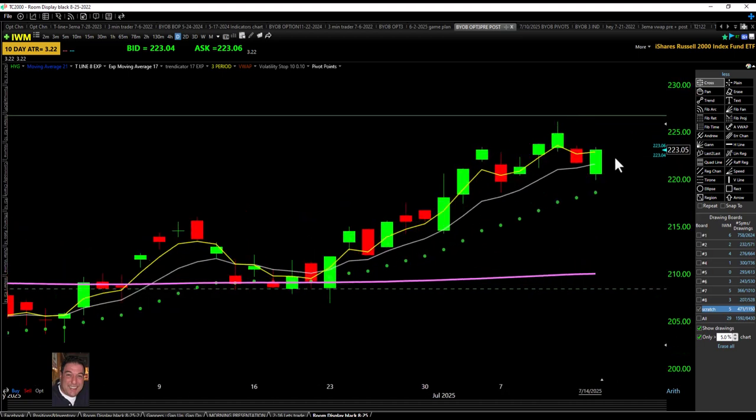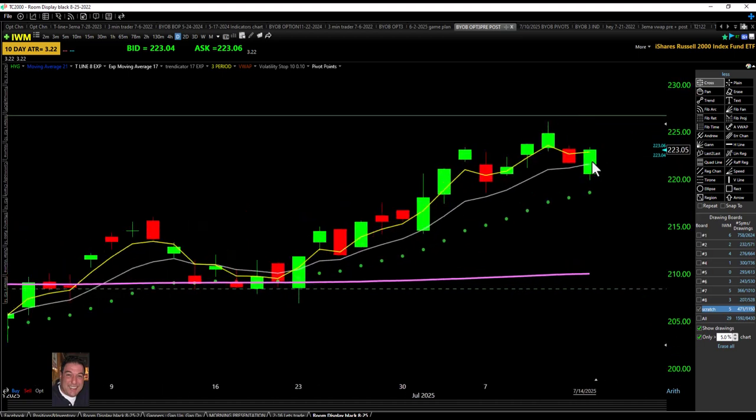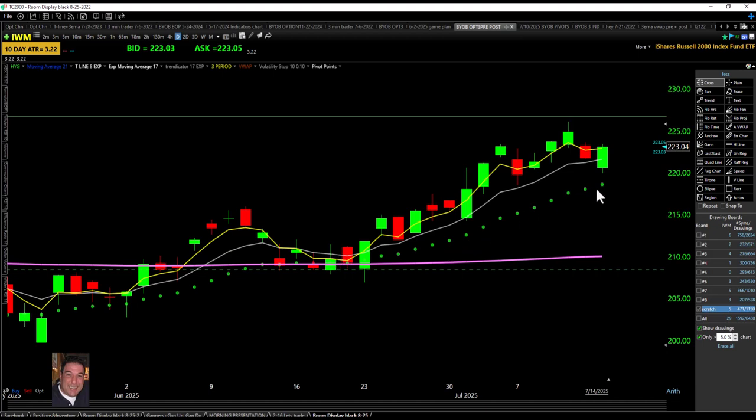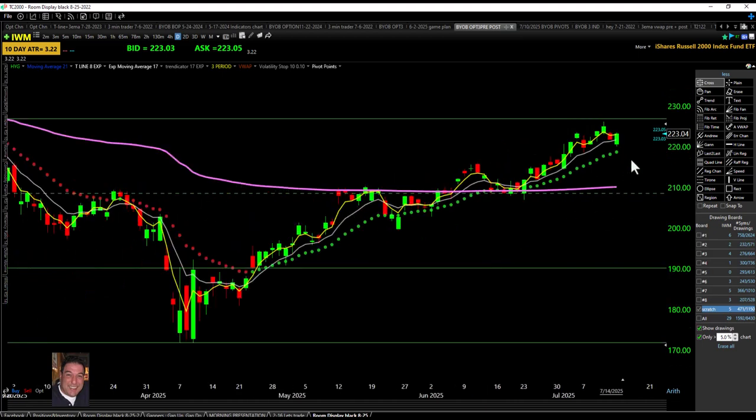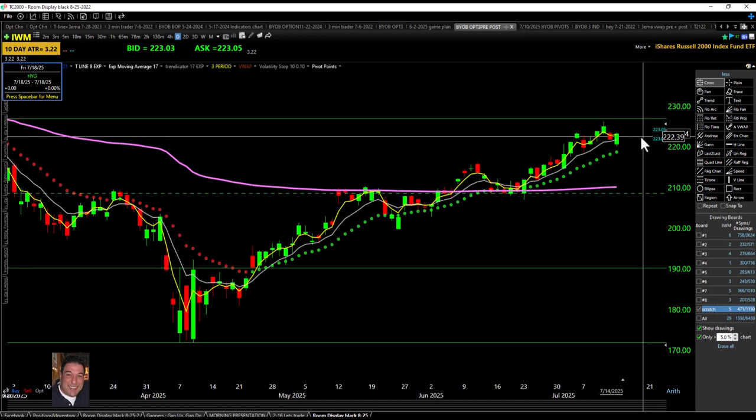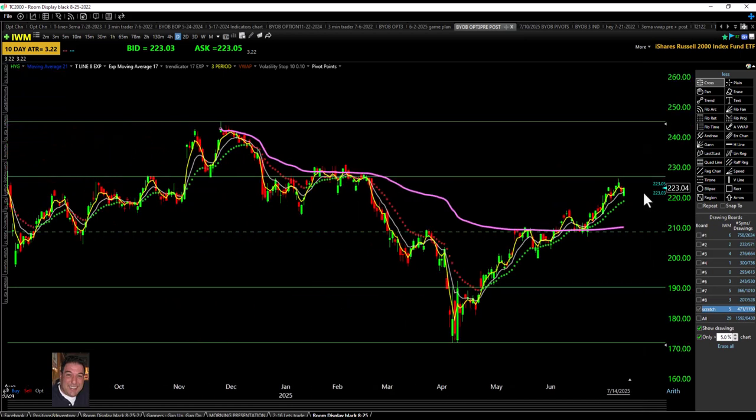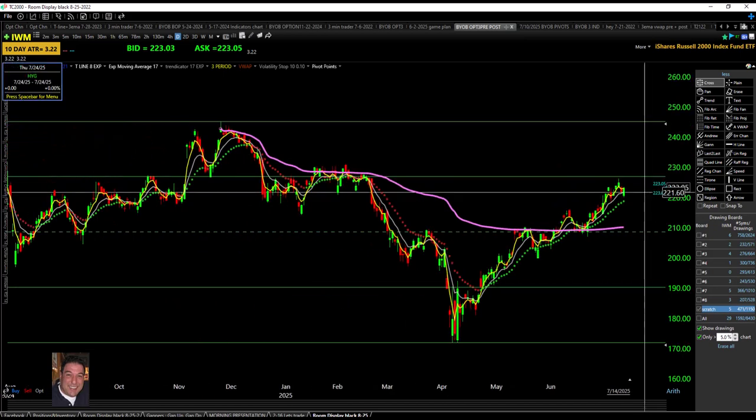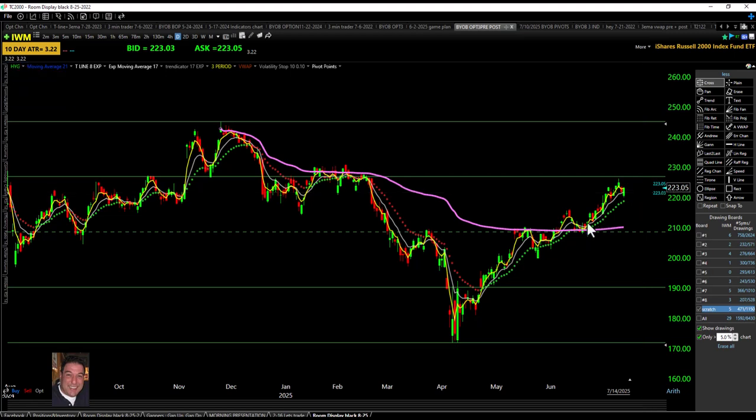IWM puts in a lower high and a lower low, closing over the bullish trap. That's bullish. Over the 17, over the all-time high anchored VWAP, in the upper third of the quad lines. So that's bullish. Still in an uptrend, higher lows, higher highs. Nothing's broken here. Everything's still looking good. IWM in an uptrend and bullish in the upper third.